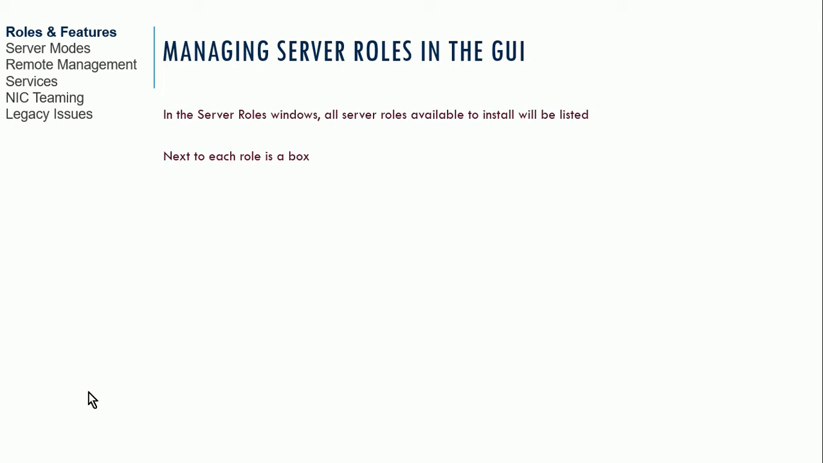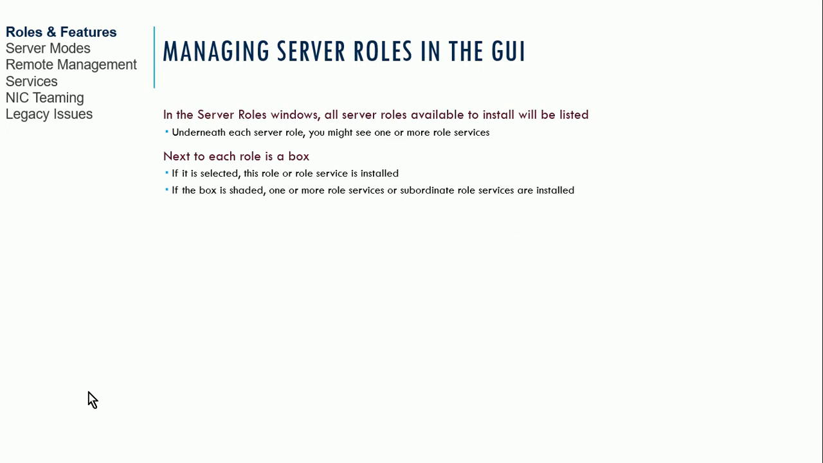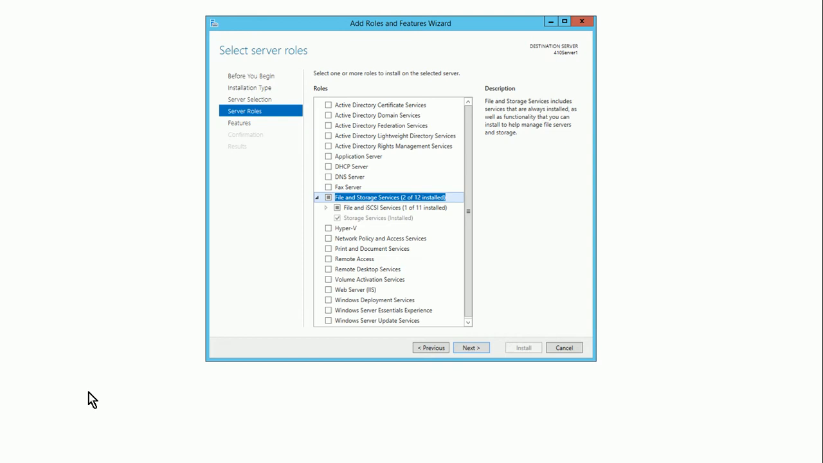So in the server roles window, all server roles available to install will be listed, and next to each is a box. So in that box, if it is selected, that means the role is already installed. And if the box is shaded, that means that one or more services subordinate to that role have been installed. If it's not checked, that means you can check that, and that'll install that role or service. So this is what that screen looks like. You can see some of these are shaded, meaning that there are some roles that are installed that are subordinate, but not all. Most of these are unchecked, meaning that they have not yet been installed. So I'd be able to select which of these I'd want to install on my server at this screen.